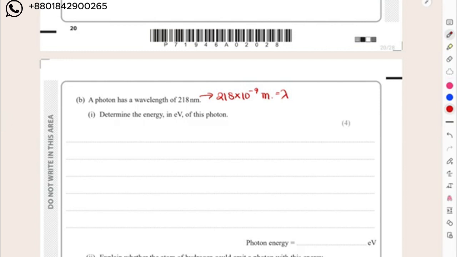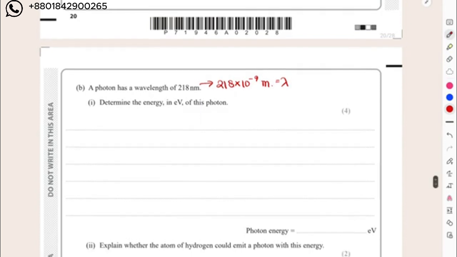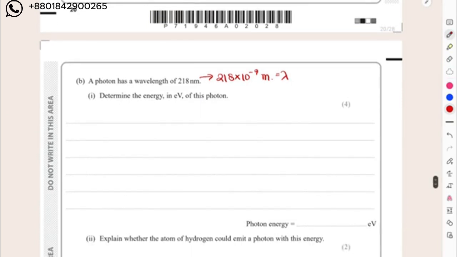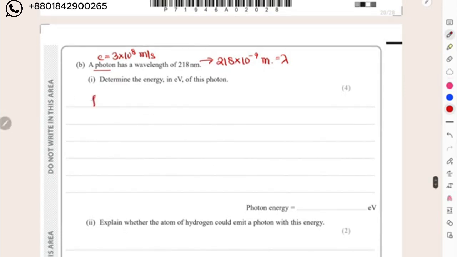In order to find out the energy, we have to use the equation. Since a photon always travels at the speed of light, which is 3 into 10 to the power of 8 meters per second, you can first find out the frequency, and using the frequency and Planck's constant, we can find out the energy. The frequency will be velocity over lambda, that's 3 into 10 to the power of 8, divided by 218 multiplied with 10 to the power of negative 9.